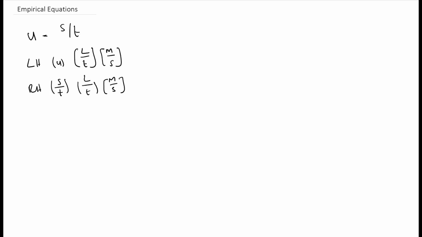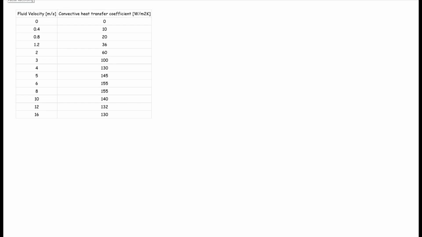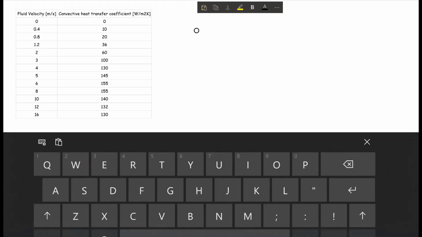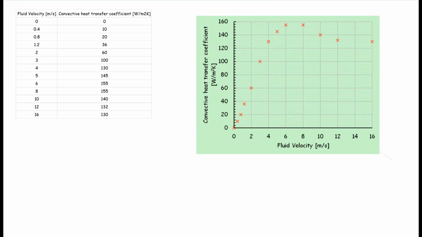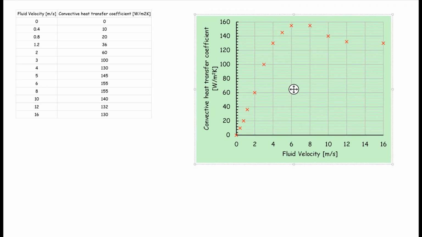Now, what is an empirical formula? So let's say, for instance, we have a set of data given by this table. We now go and we plot this data. And you can see we have a graph for the convective heat transfer coefficient in the units of watt per meter Kelvin as a function of the velocity in meters per second.